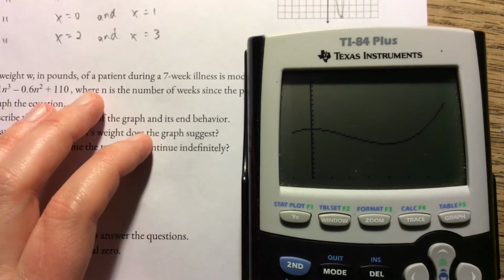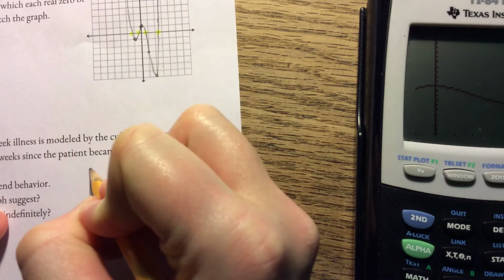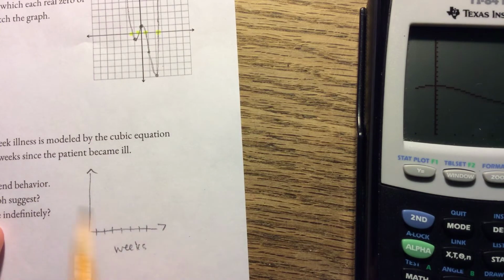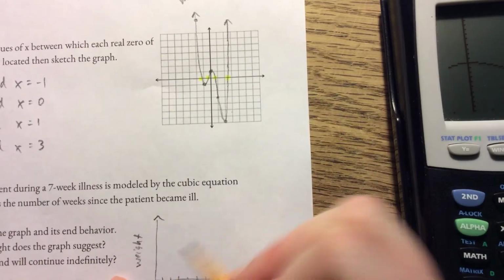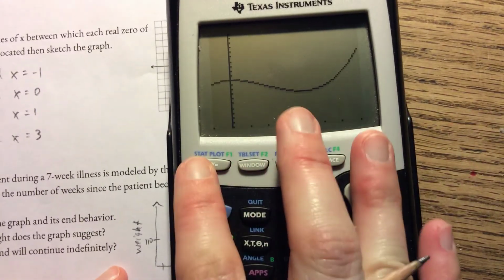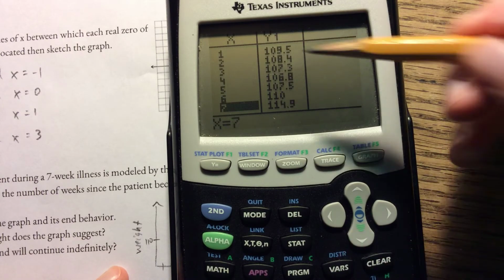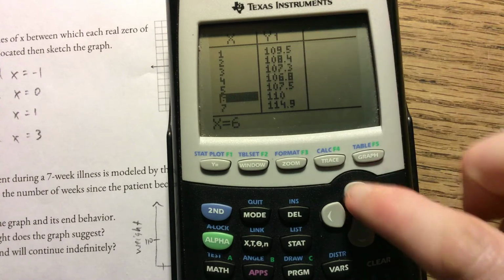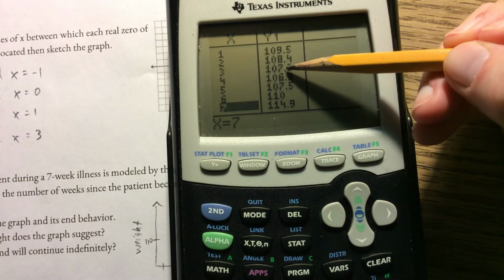So from that I can get a better idea what this graph looks like now. I'm going to give a sketch of that. So we have weeks, and then this is weight. The patient started at like 110. And if I look at my table on here, so they went here, 110 was week 0, and then going up to week 7, they went down in weight and then back up in weight to about 115.